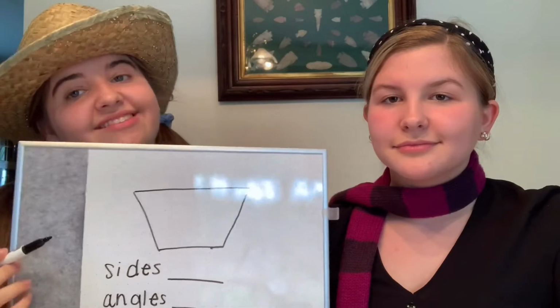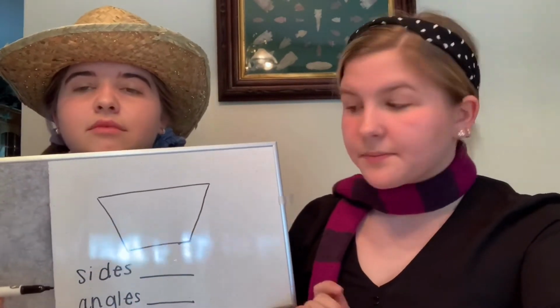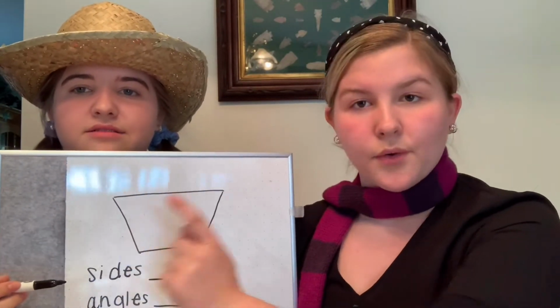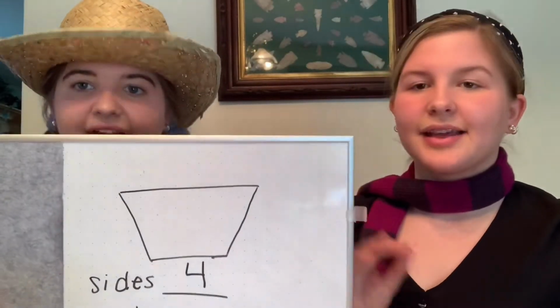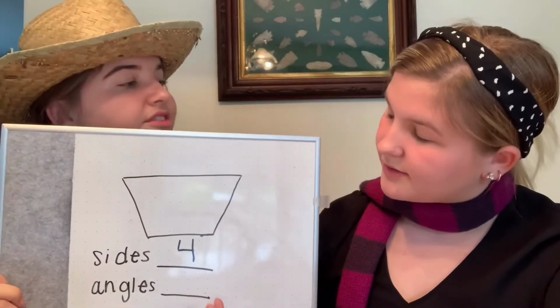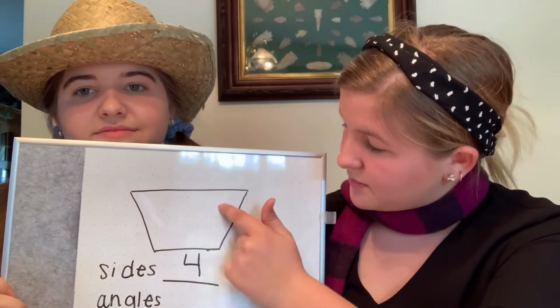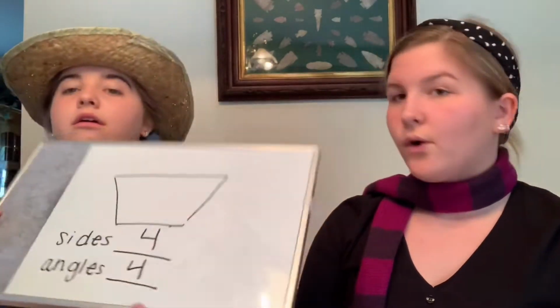How many sides does this shape have, Miss Brown? Let's count together, shall we? 1, 2, 3, 4. This shape has 4 sides. Yes, next. How many angles? Let's count together. 1, 2, 3, 4. Mary Beth, 4 angles.